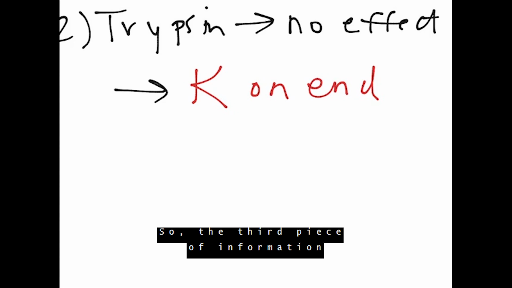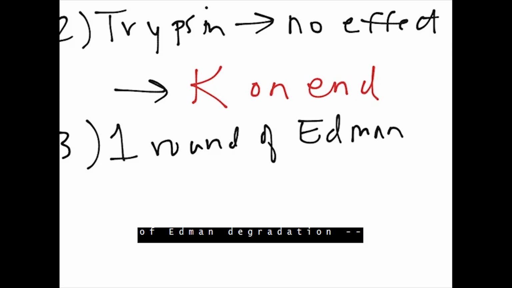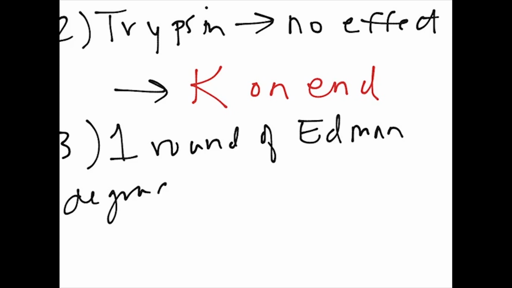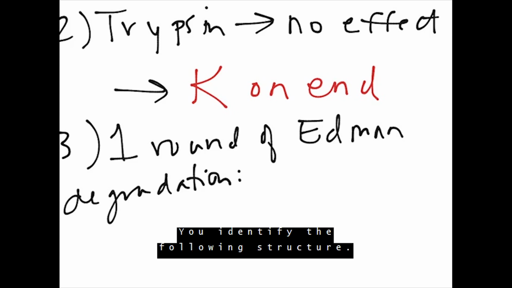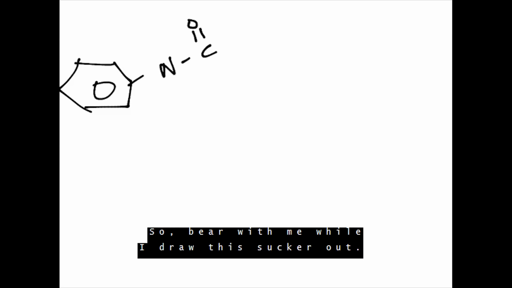So the third piece of information that I'll give you is that after one round, so just one round of Edman degradation, you identify the following structure. It looks like this. So bear with me while I draw this out.